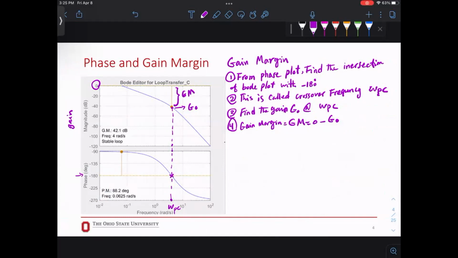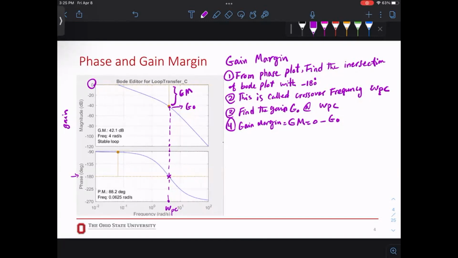Because if you're at 0 and negative 180, the system is unstable, right? If you're at 0 and 0, the system is critically stable, so you're just going to cross over to the unstable part. So 0 dB is important, all right? It's not your maximum gain.